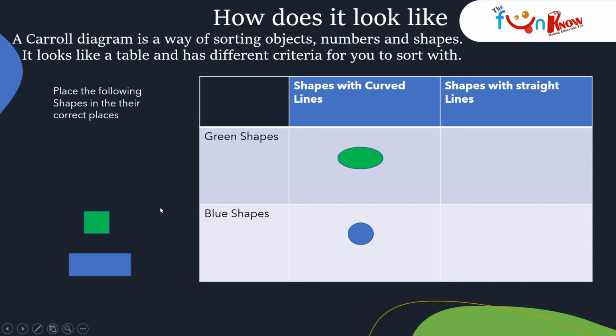Let's go to the next figure, students. Now the next figure for us is a square. Right? So, does the square have any curved lines? No, it has straight lines. Very good, students. So it will come over here in this column. Now just tell me, does the square have green color or blue color? Yes, it has green color. Exactly. So it will come over here in this column, opposite to green color. So yes, this is the proper place of this figure.